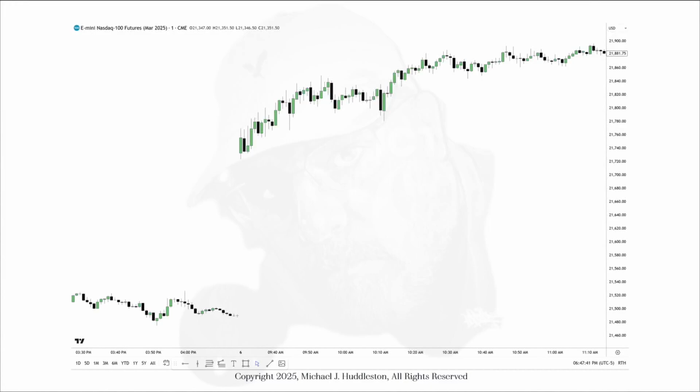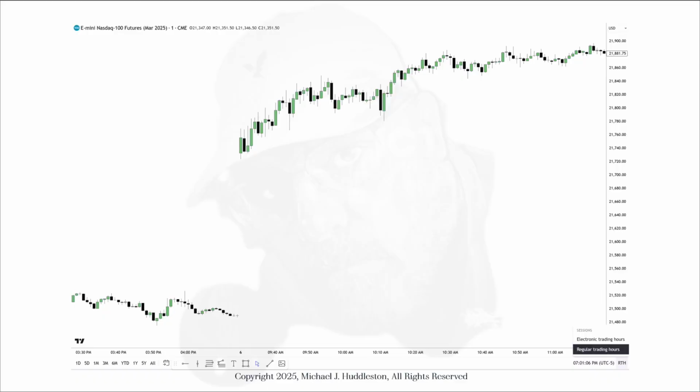So an opening range gap, obviously, I see a lot of students with confusion. They're thinking that the new day opening gap is the opening range gap, and hopefully we'll clear that up for them today.